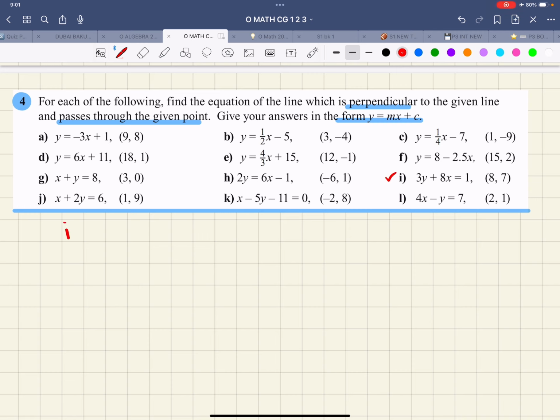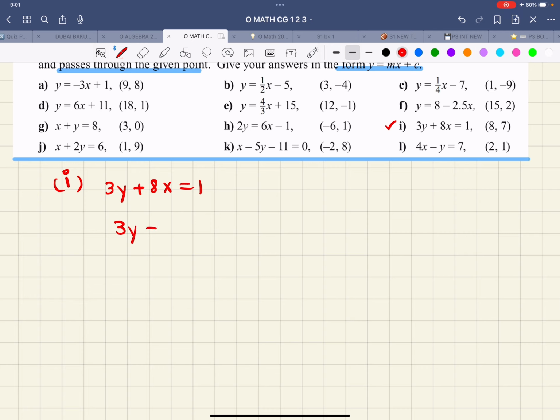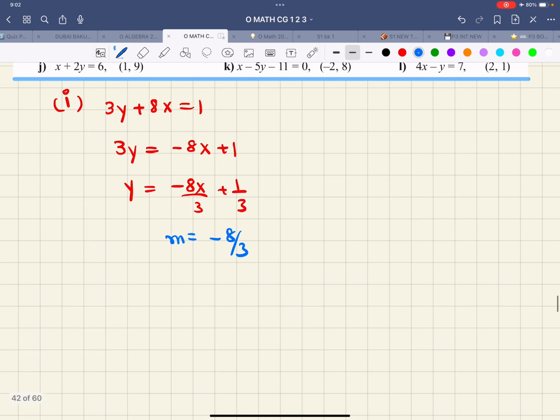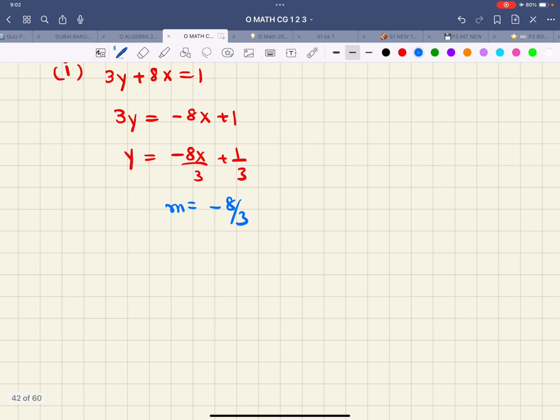So in I, it's not in the standard form. 3y plus 8x is equals to 1. 3y is negative 8x plus 1. Y is negative 8x over 3 plus 1 over 3. First of all, what is the gradient of this line? That is negative 8 over 3. What should be the gradient of the perpendicular line? That should be the negative reciprocal. Negative will become positive. 8 over 3 will flip and become 3 over 8.